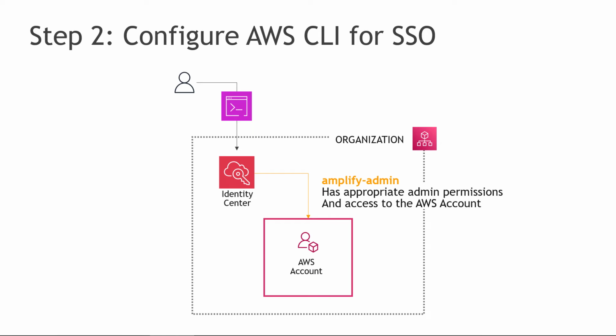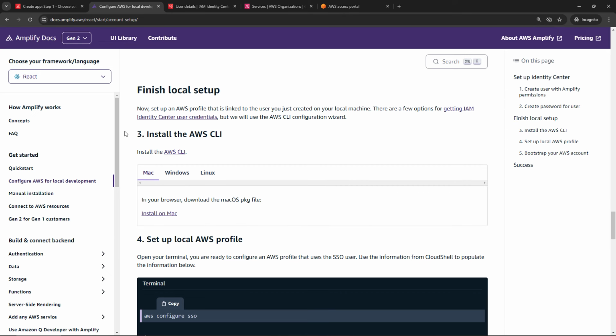Now let's work on this piece, being able to interact with the resources in that account from my local dev environment using the AWS CLI. If you don't already have the CLI installed, just scroll down to this section here, Finish Local Setup number 3. There's a link to grab the install, whether you're on Mac, Windows, or Linux. So just install that, and it should be pretty straightforward.